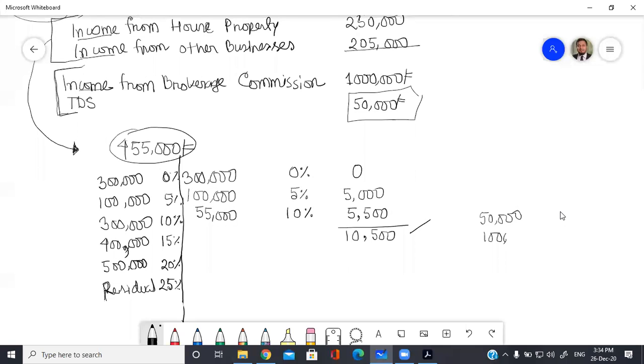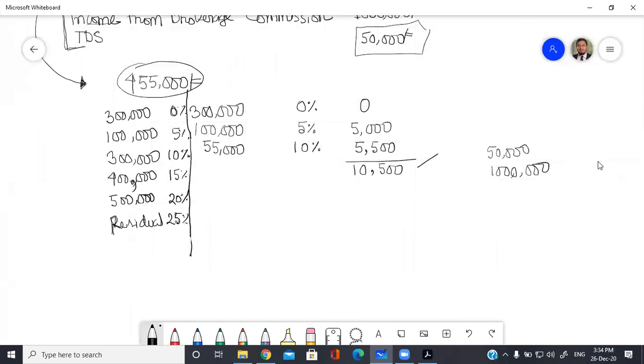I'm writing here for reference. Now, we have touched the first slab, we have touched the second slab, we have touched the third slab. In the third slab, do we have remaining income in this 300,000, as we have charged only for 55,000?